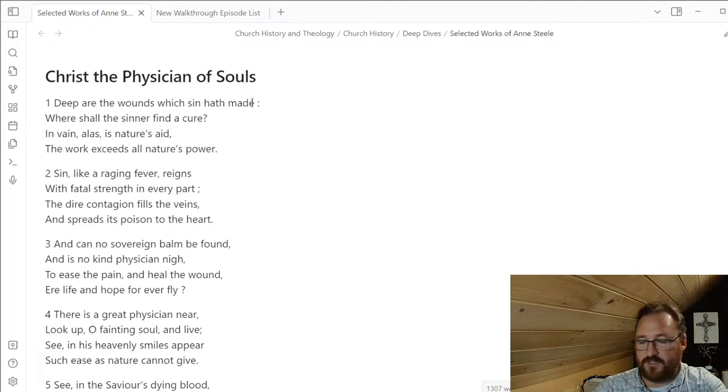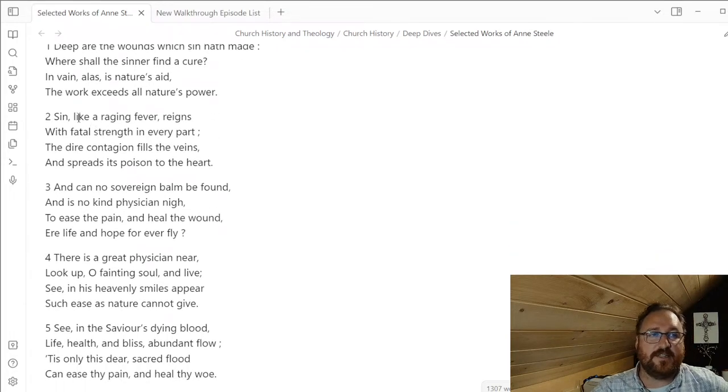There are wounds that sin makes. Where should the sinner find a cure? You cannot just go and distill it from some flower or some elixir from nature somewhere. In vain, she says, alas, is nature's aid. The work exceeds all of nature's power. There's nothing in the created world that we can use to actually solve the issue of sin.